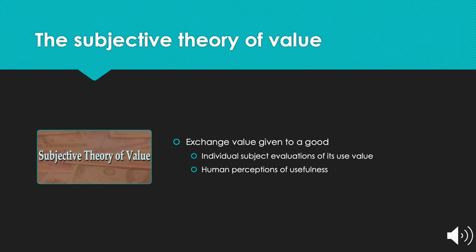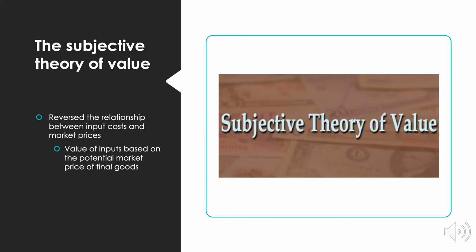The subjective theory of value was meant to solve the problem of the objective theory of value. This theory says that the exchange value given to a good is based on individual subjective evaluations of its use. So value emerges from human perceptions of usefulness, which means that people produce economic goods because they value them. This theory also reversed the relationship between input costs and market prices. While the labor theory was saying that input costs determined final prices, the subjective theory showed that the value of inputs was based on the potential market price of final goods. In the subjective theory of value, the use value people get from goods makes them willing to expend labor to produce them.